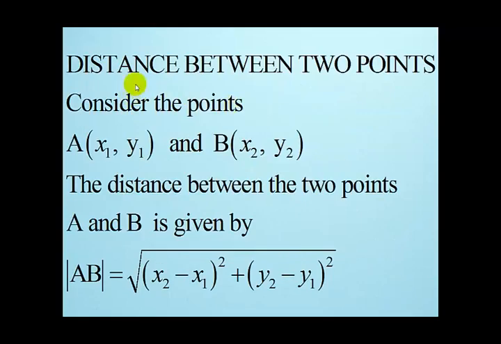Now distance between 2 points. Let's consider the 2 points. We have point A with coordinate (x1, y1). And we have point B with coordinate (x2, y2). The distance between the 2 points A and B is given by the square root of (x2 minus x1) square plus (y2 minus y1) all square. That is how we find the distance between 2 points.